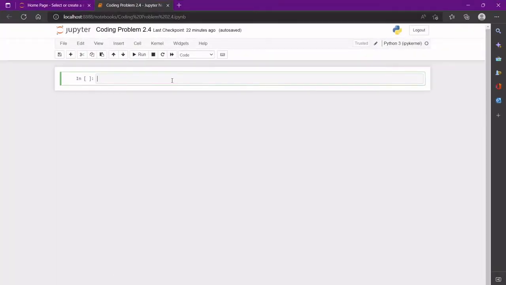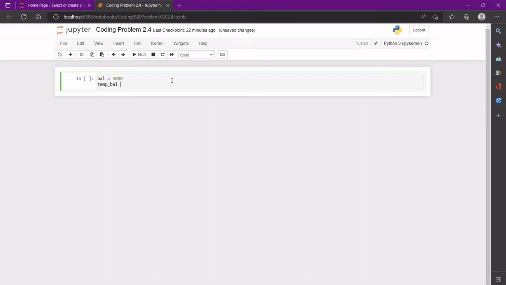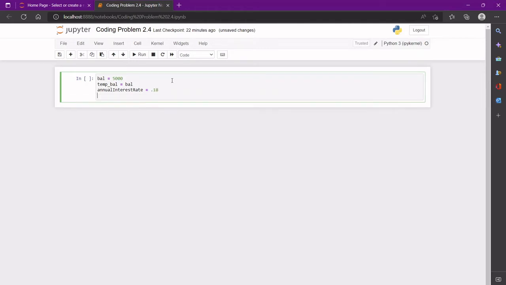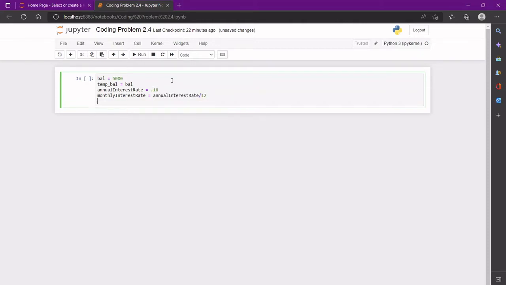All right, so we're going to set our balance to 5,000. And then we're going to have a temp balance. That way we can refer back to our original balance after we manipulate it. So our annual interest rate equals 18%, and our monthly interest rate equals the annual interest rate divided by 12.